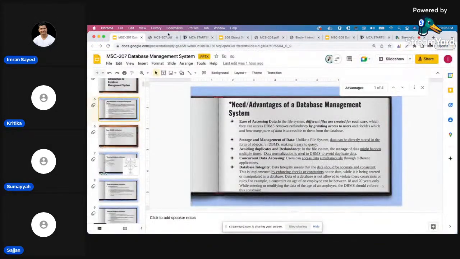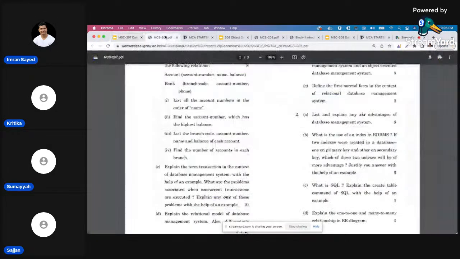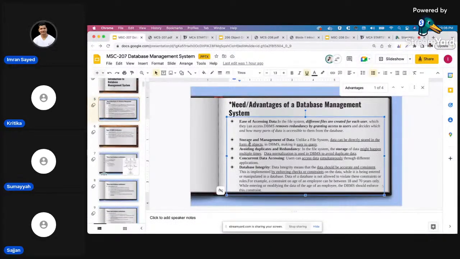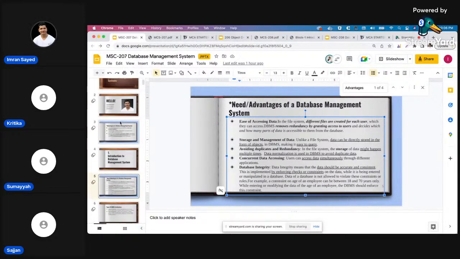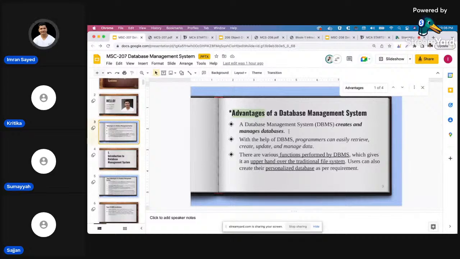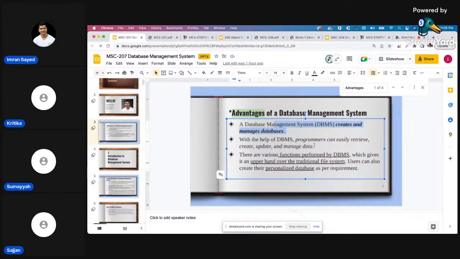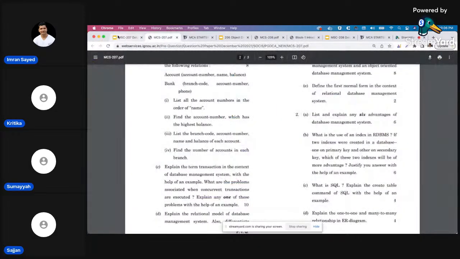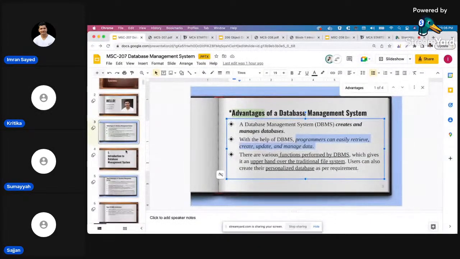Moving on to the next question. So asking for six advantages. One, two, three, four, five. So I have five, but I'll probably break it into more. Okay, let's see if we have one more. Okay, so creates and manages data. Programmers can easily retrieve, create, update. So we talk about programmers basically making the sixth advantage. We can also talk about security, like data security. Yeah, of course, 100%. Yes.